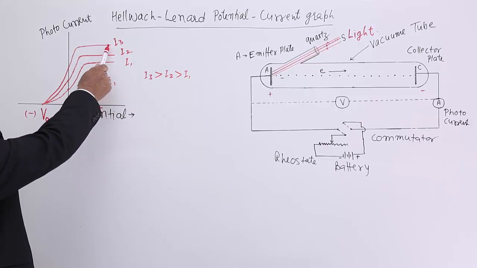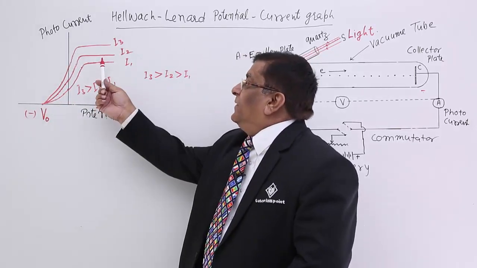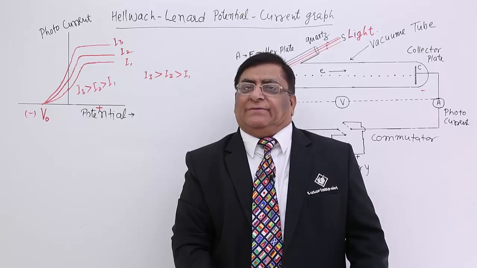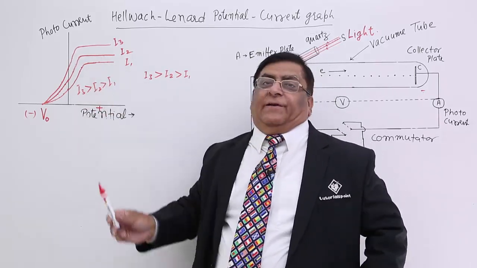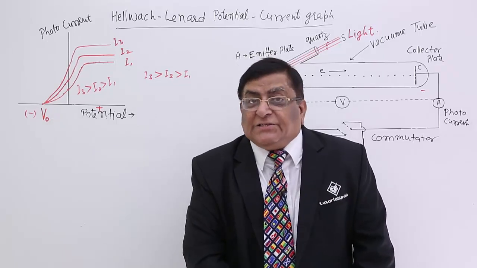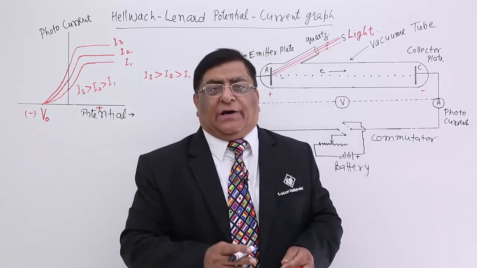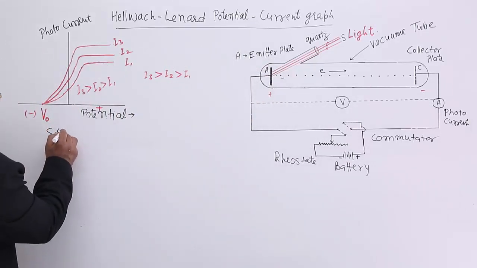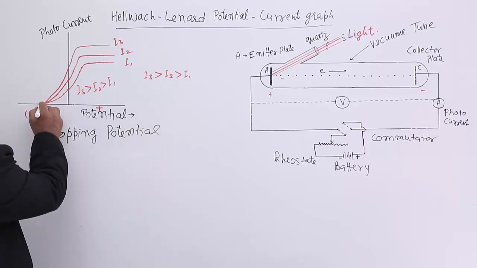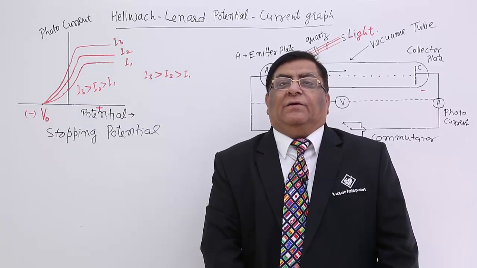The saturation current is more for 500, true. It has to be, it should be. And for 100 watt, it will be less. So in this way, we have these three graphs, but one very strange phenomenon has figured here. Whether our intensity is 100 watt, 200 watt, 300 watt, there is no flow of electrons at this negative potential. This potential we have given a name, and that is stopping potential, because it stops the current. So I will write it here. This is stopping potential. So, for any intensity of light, the stopping potential is the same.